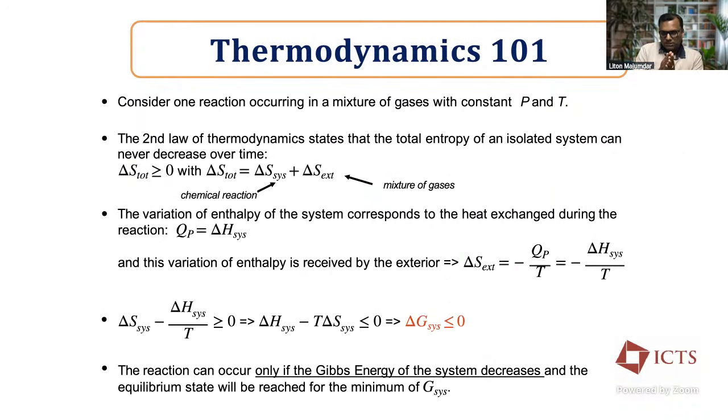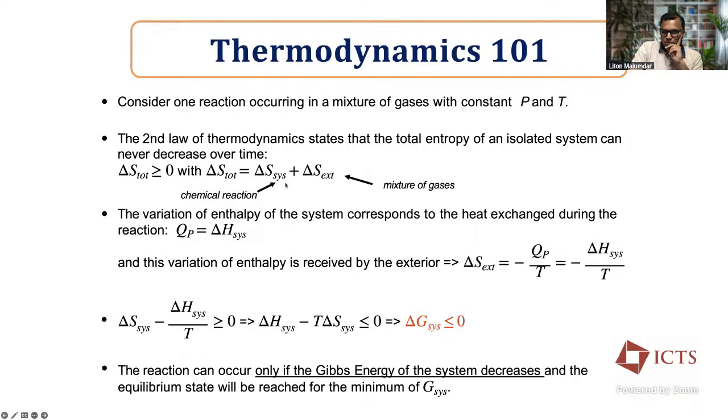So let's think about an atmosphere where a reaction is happening in a mix of gases, and you have a constant P and T. The second law of thermodynamics tells us that the total entropy of an isolated system can never decrease over time. That essentially means delta S total should be greater than or equal to 0. Now you write your total entropy as your system entropy plus the entropy of the surroundings, which is essentially the mixture of your gases. So the chemical reaction that you are interested in and the mixture together make up the total entropy of the entire system.